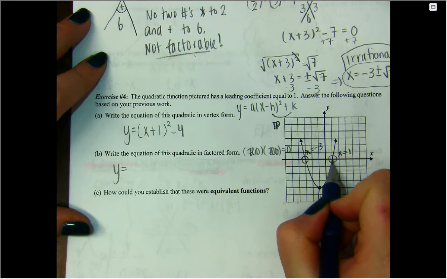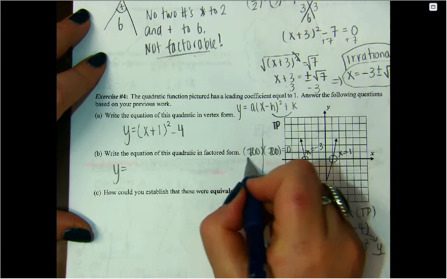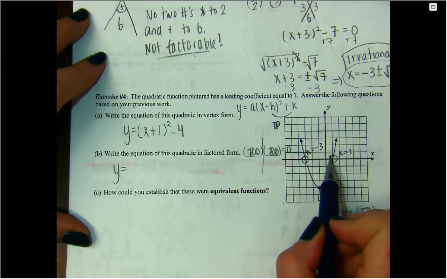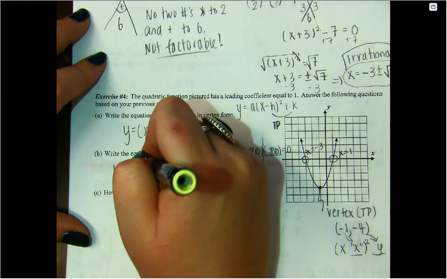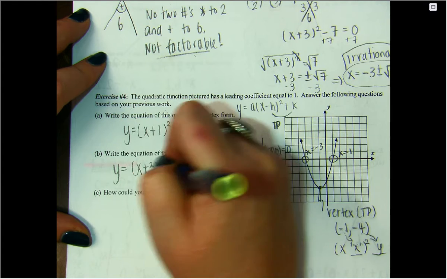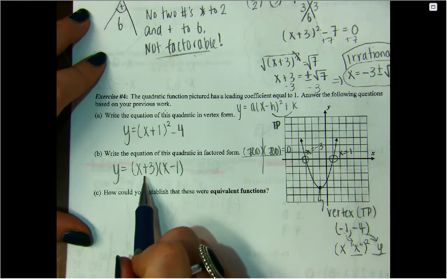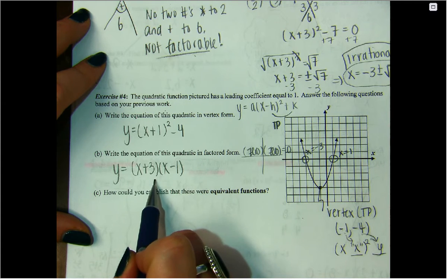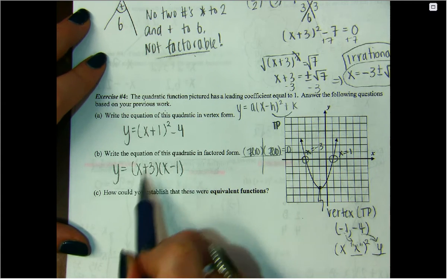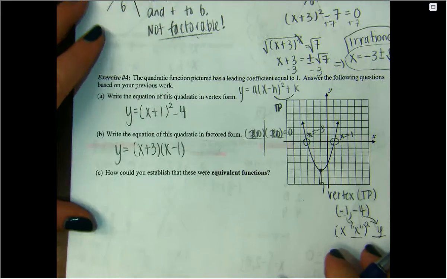So if I wanted to solve this, this is when we use this table, we put the opposite in. So this would be (x plus 3)(x minus 1). Because if I solved this, this would be set equal to 0, and I would have x plus 3 equals 0, and x minus 1 equals 0, and I would solve for x.